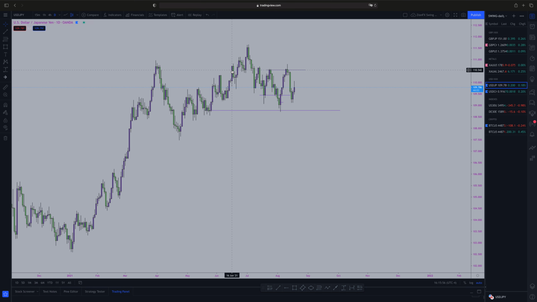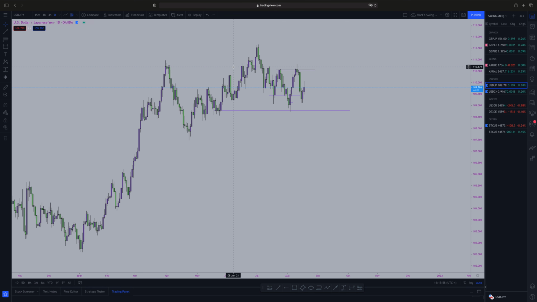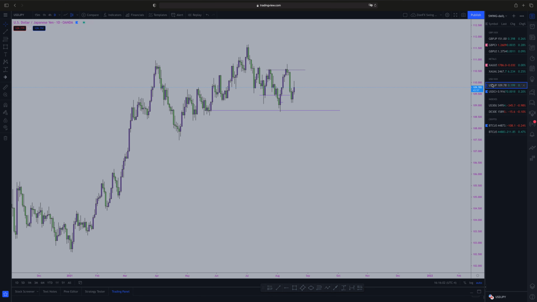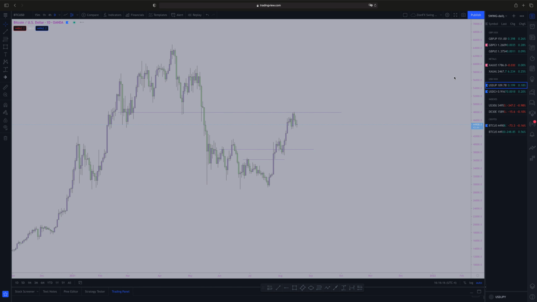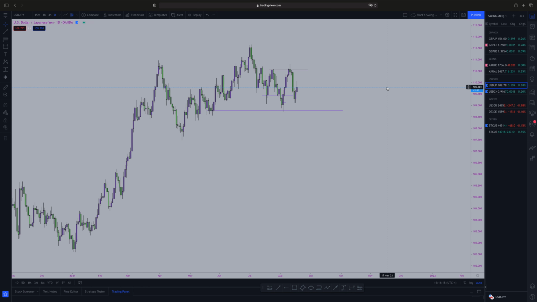Today I'll be going over UJ, USD, CHF, Bitcoin, and I might do one of these GBP pairs up there. But first, let's start off with UJ.